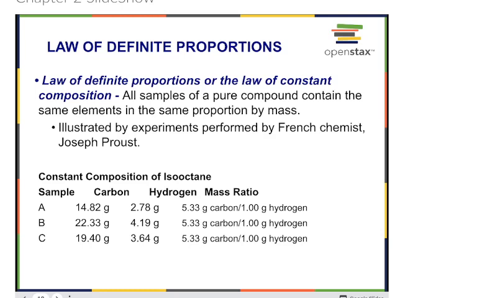The same can happen in the carbon to hydrogen sample B. 22.33 grams of carbon to 4.19 grams of hydrogen yields the mass ratio of 5.33 grams of carbon to 1.00 grams of hydrogen.